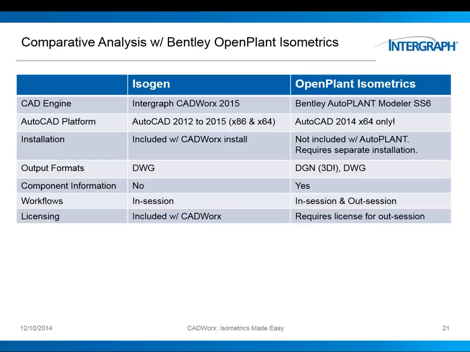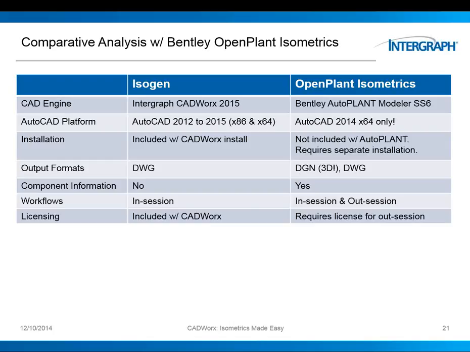For component information, we don't have any data associated, for example, with the Isogen component. So it's basically a flat 2D drawing, a literally flat drawing. And the only information you can have regarding a component is if there's an annotation or a dimension or a note attached to it. In OPIM, it goes one step further because you can actually query the information from the component itself.